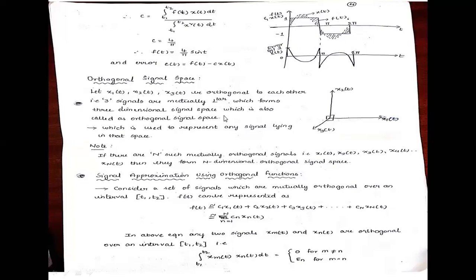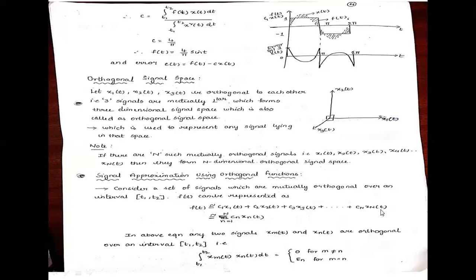Here, there is a note. If there are n such mutually orthogonal signals, with three we have a three-dimensional signal space, which we call an orthogonal signal space. If we have n such mutually orthogonal signals x1, x2, x3, x4, and so on, xn of t, then they form an n-dimensional orthogonal signal space, my dear students.